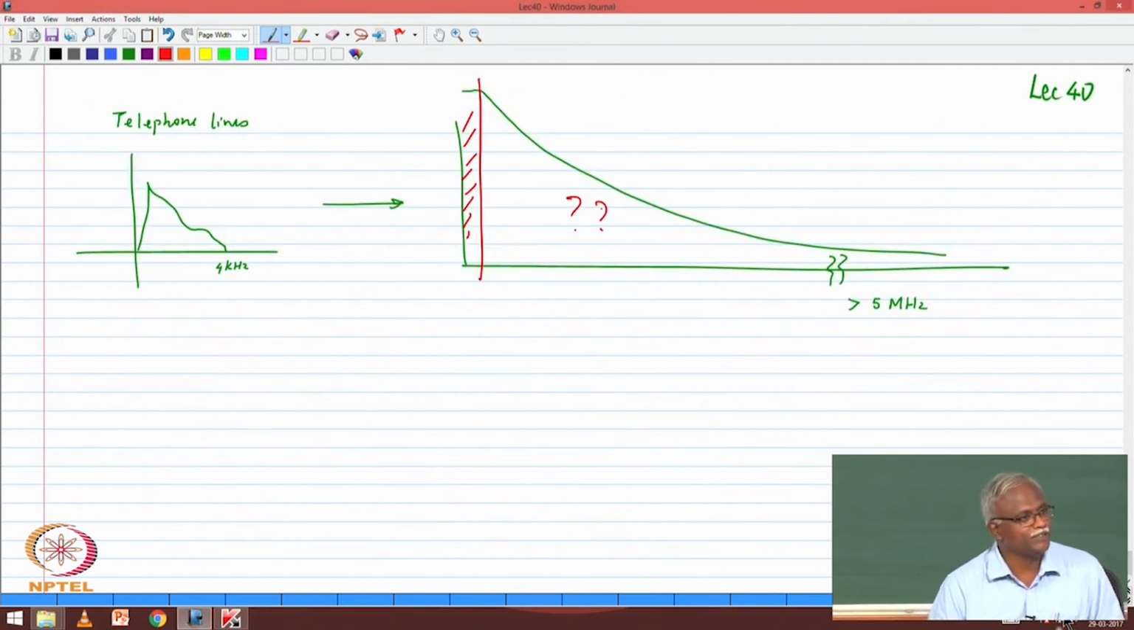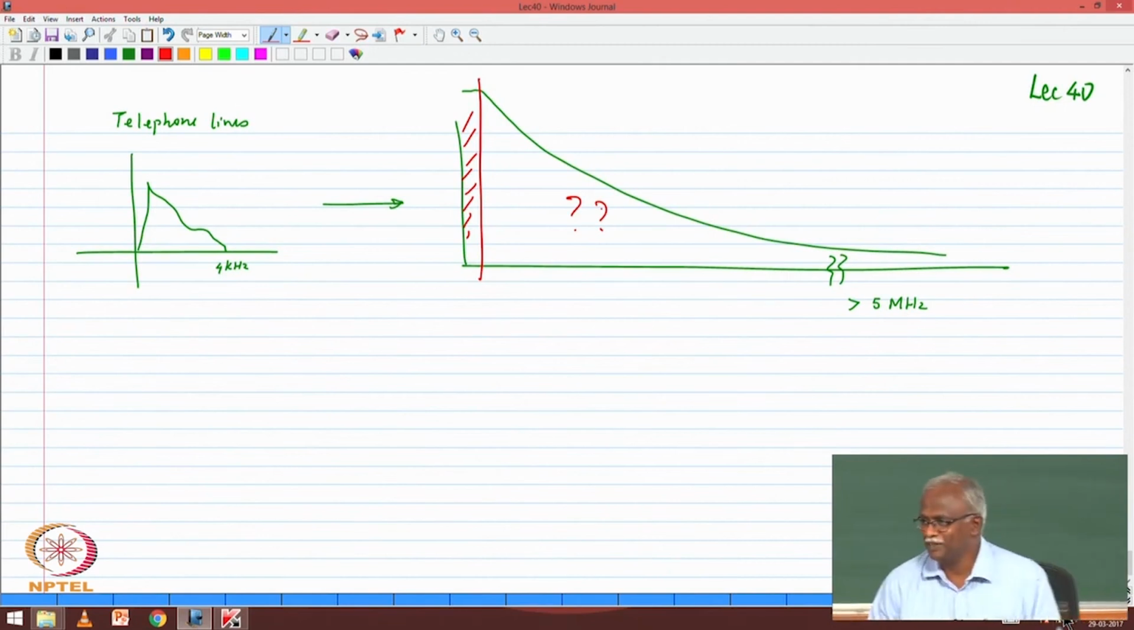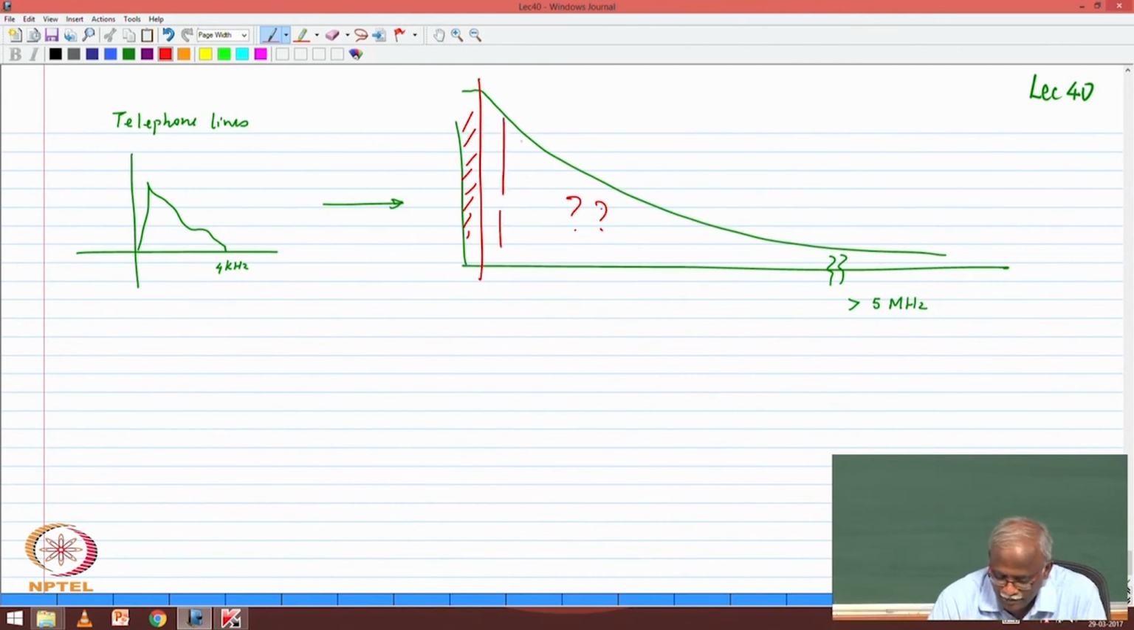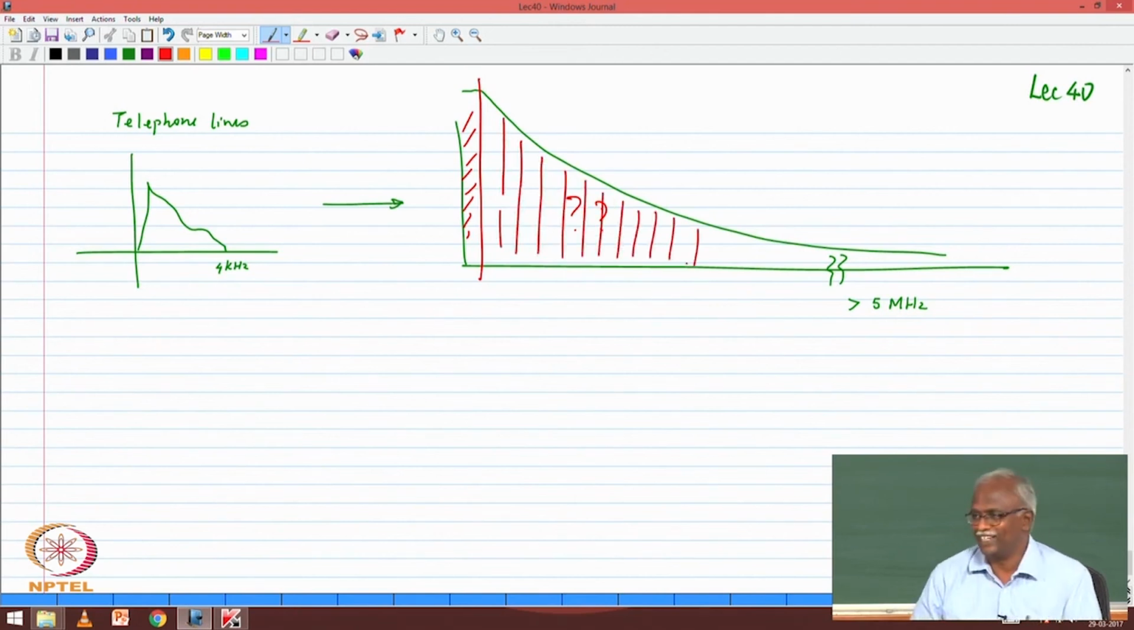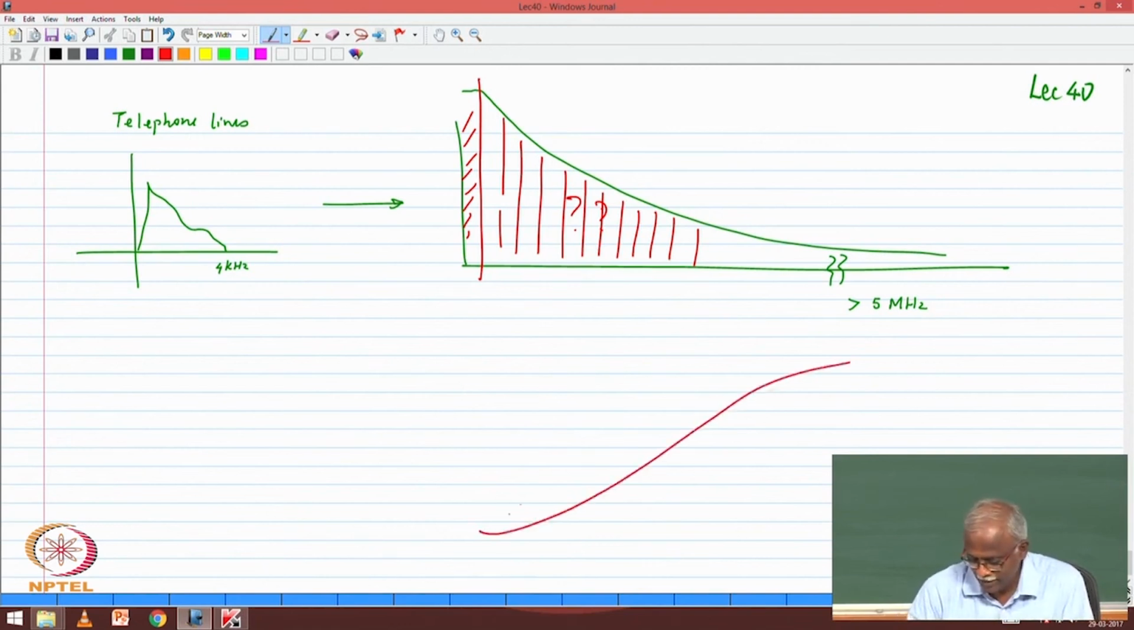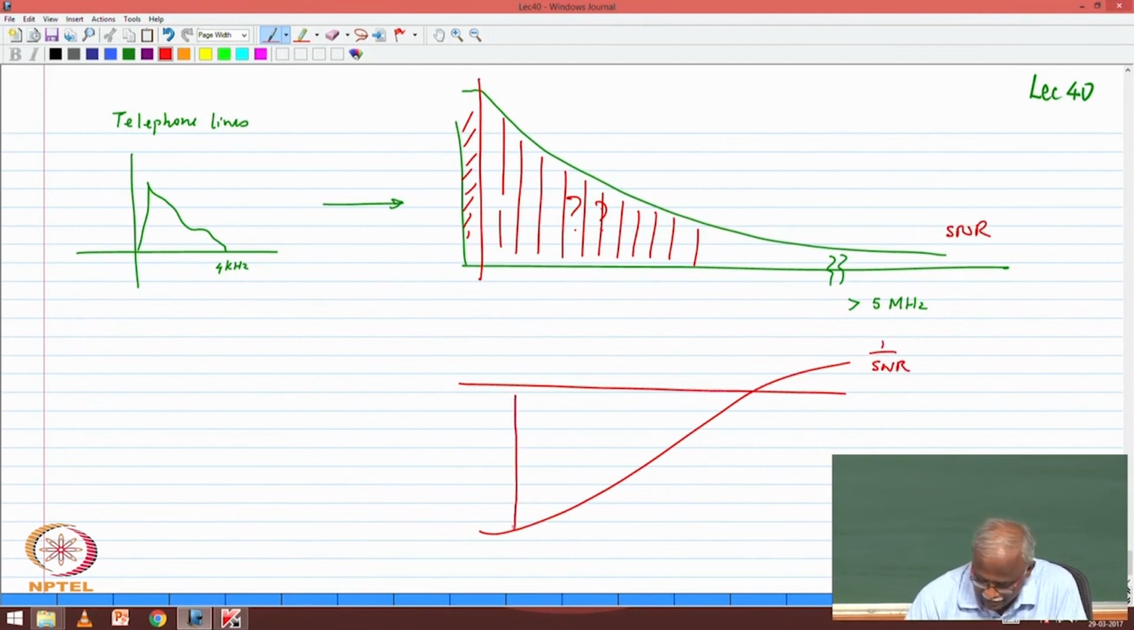Okay? So final thing, how did Shannon want to achieve capacity of the telephone line channel? A telephone line channel is nothing but, let's assume it's not time varying, a wideband channel with frequency selectivity. So what should you do? Divide it up into narrow bands and do what? Water filling. So what should you do for water filling? If this is the SNR plot, 1 by SNR will be this, this is the threshold, and water filling is done like this.